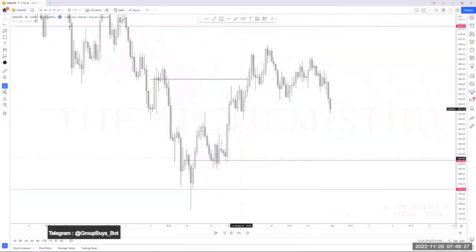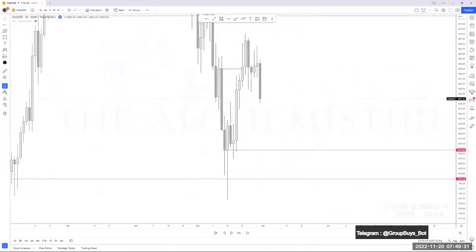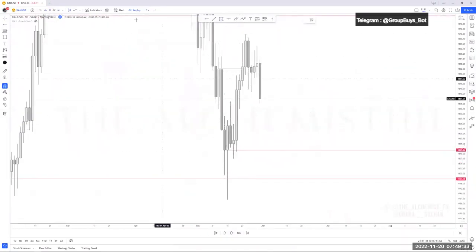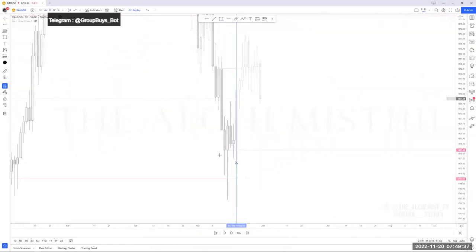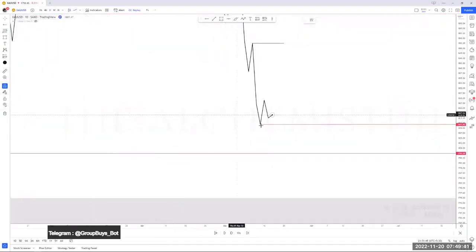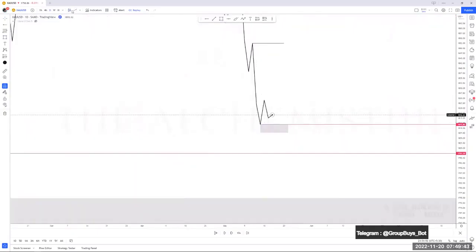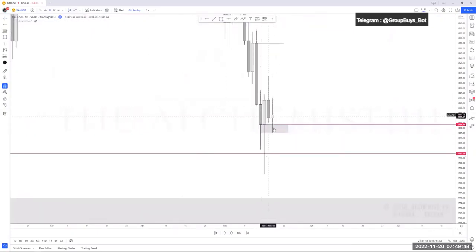Let me show you. Now, what has happened? Daily has created a new support. I'll show you my entry now. Now, what has the daily done? Daily has created a new support over here, and daily has tapped into it and closed above it. See that? Daily has tapped into it and it has closed above it.